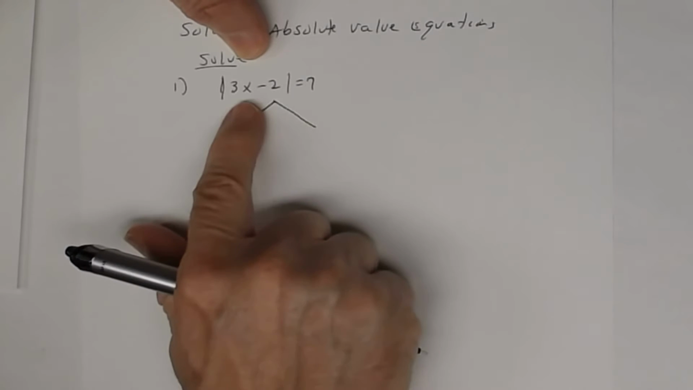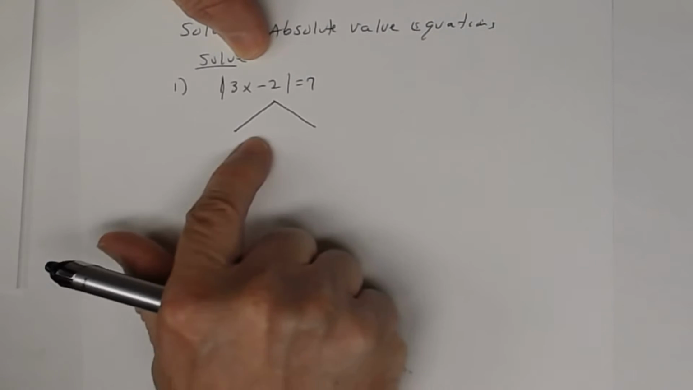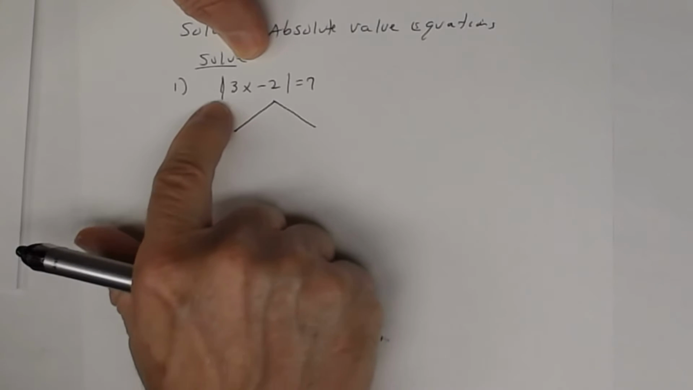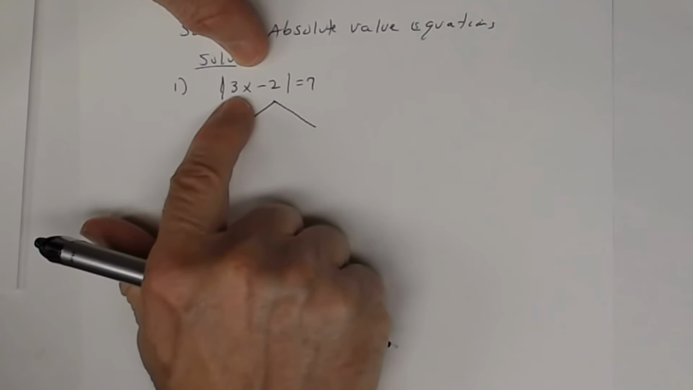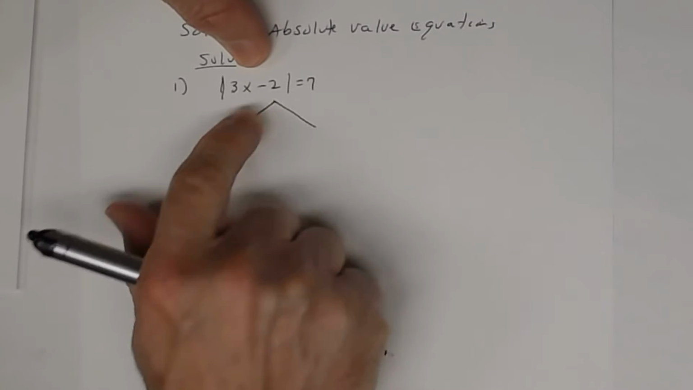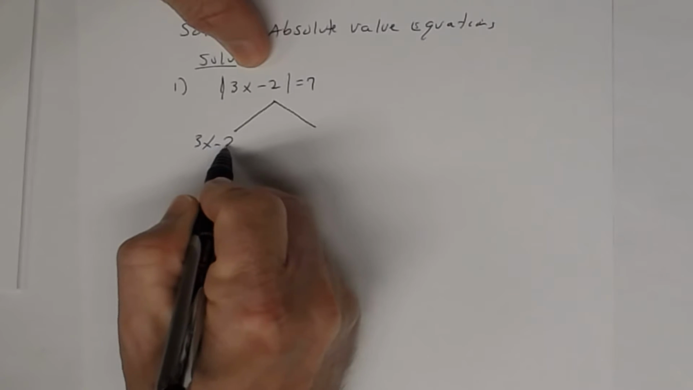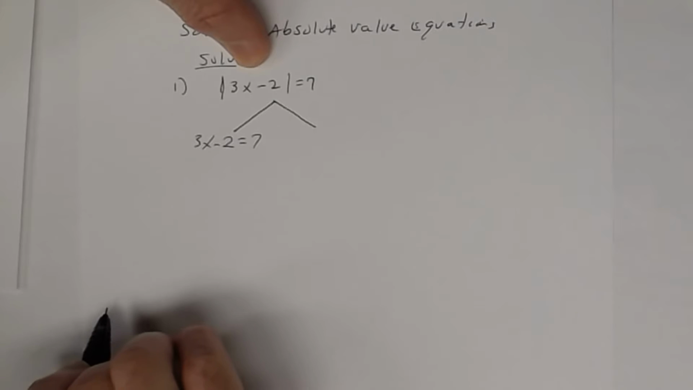Okay, so for the two equations, you've got to think about what goes here. Well, one of the equations is easy because all you do is just rewrite what you see without the absolute value bars. So your expression inside the absolute value bars is 3x minus 2. So you say 3x minus 2 equals 7. So there's one of your equations.